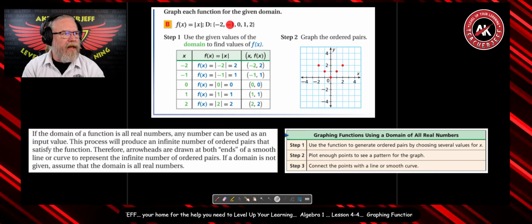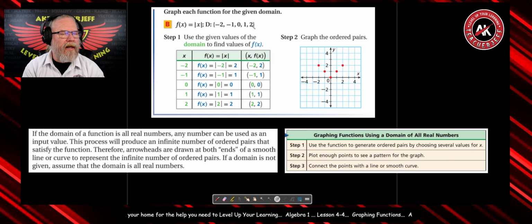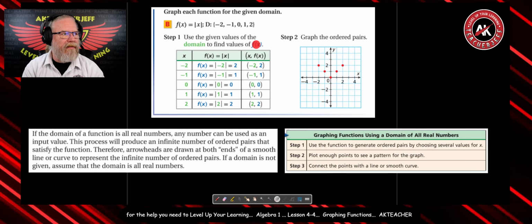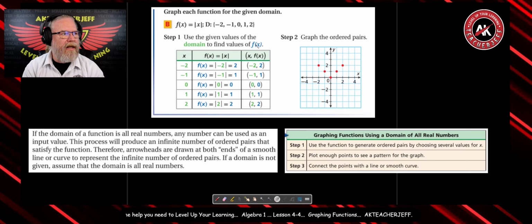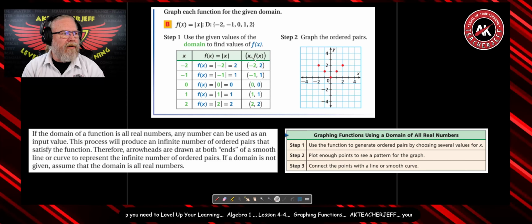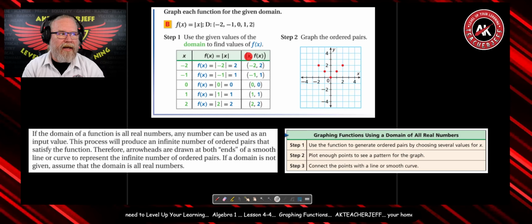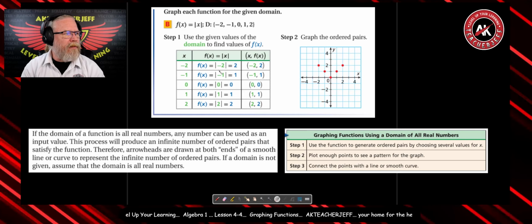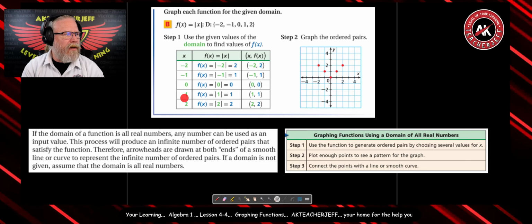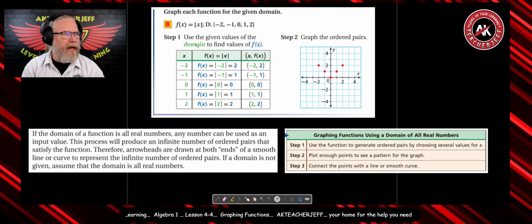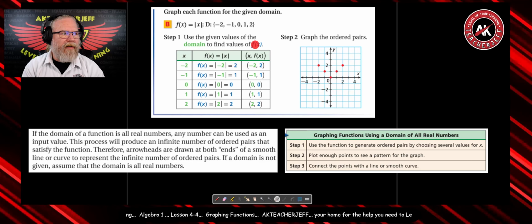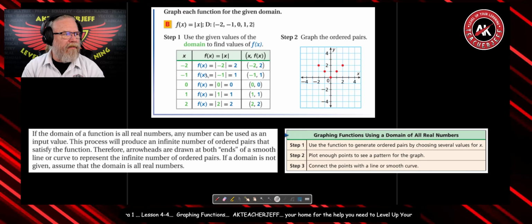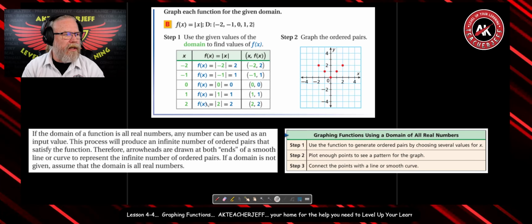Our domain is -2, -1, 0, +1, and +2. So step 1, use the given values of the domain to find the values of the function of x, or f of x, also known as our y values. So instead of having x, y, we have x and f of x, since y is a function of x. That's why they're interchangeable. In our table, the first column has all of our x values, that is to say the domain. Notice those are in green. And we're going to find the value of y, the function of x, in blue. Again, we have the function rule at each of these rows in the second column.